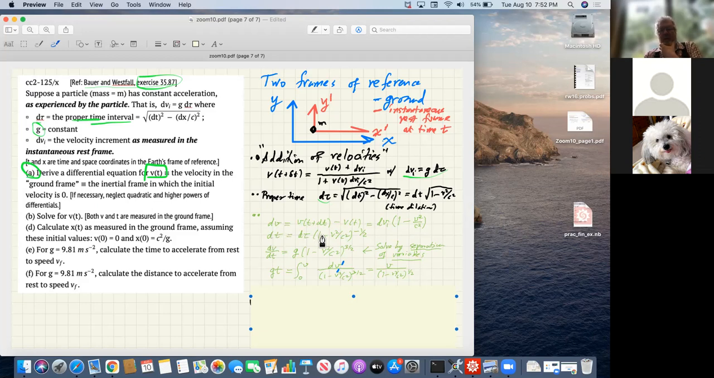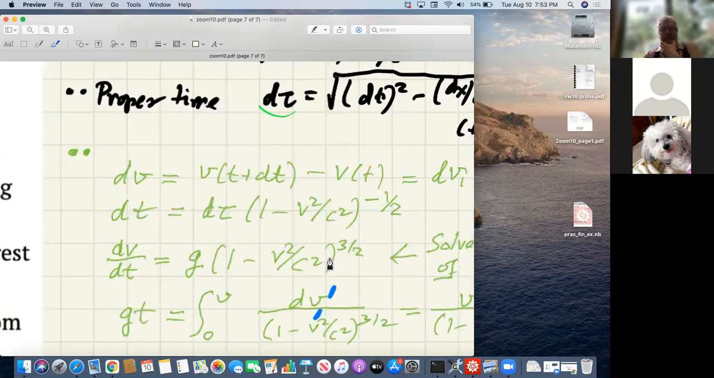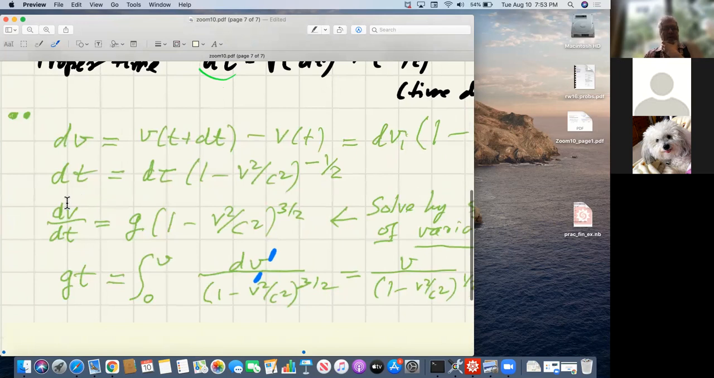Let's see if I made a mistake here. I have one factor of 1 minus v squared over c squared. Oh yeah, when I divide by this, I get another factor of 1 minus v squared over c squared to the 1/2. So those combined give 1 minus v squared over c squared to the 3/2. If I can blow this up a little bit. So the differential equation that it's referring to in part A is this equation. dv/dt is g times (1 minus v squared over c squared) to the 3/2 power.